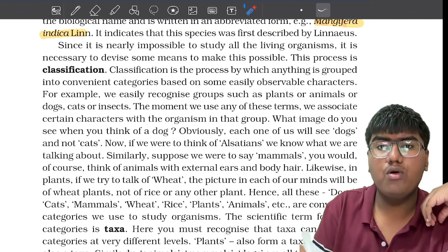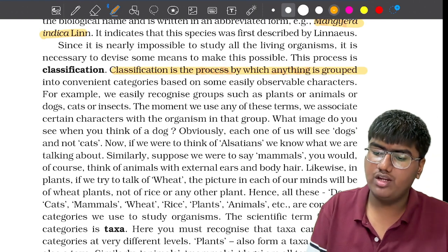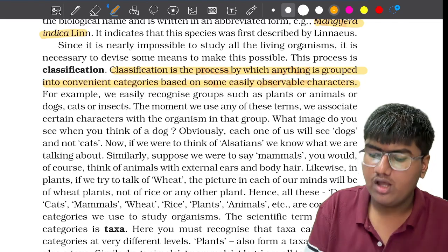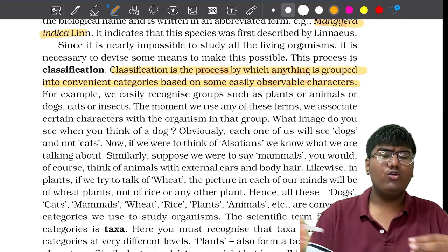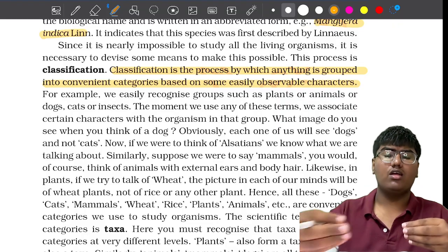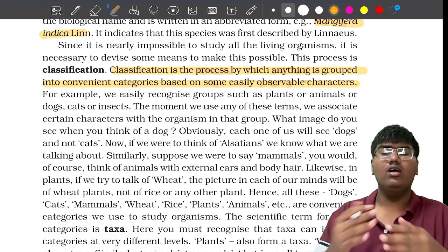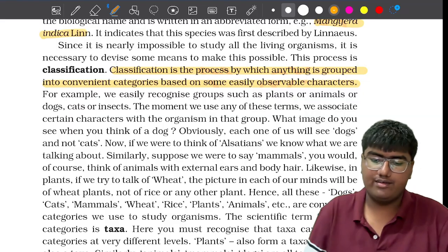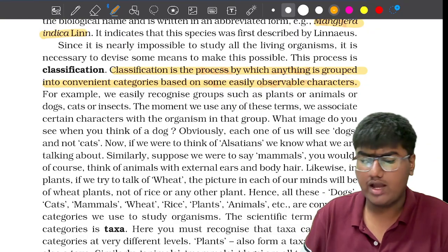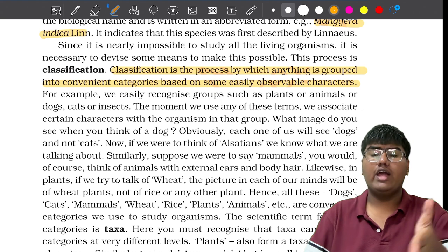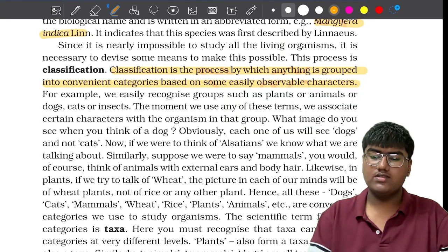Now we are coming to the importance of classification. What is classification? Classification is a process by which anything is grouped into convenient groups based on some easily observable characters. For example, if I have 4 to 5 colorful balls, I would segregate them based on the similarity of color. That is nothing but classifying the balls based on easily observable characters. For example, we easily recognize groups such as plants, animals, or dogs, cats, or insects. If I have a dog, cat, and insects, I group them by observable characters. That is nothing but classification.